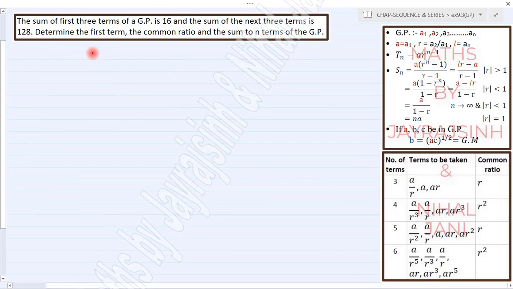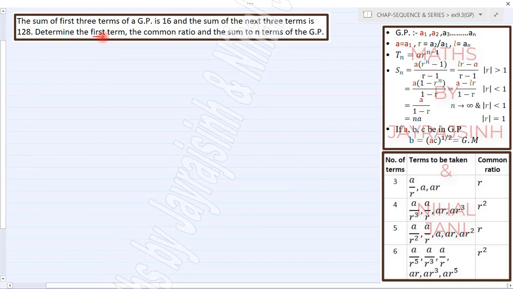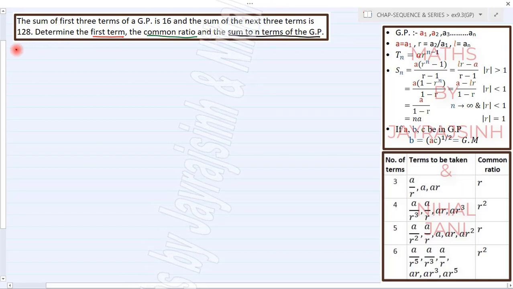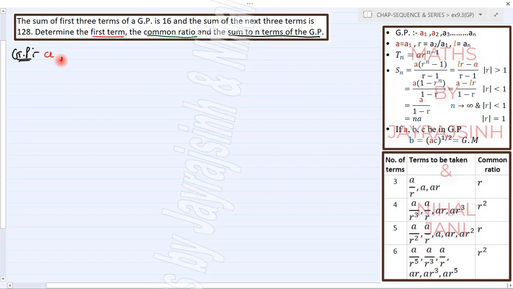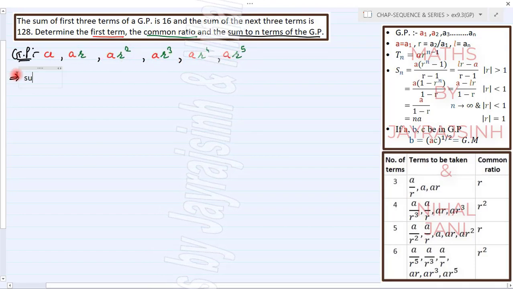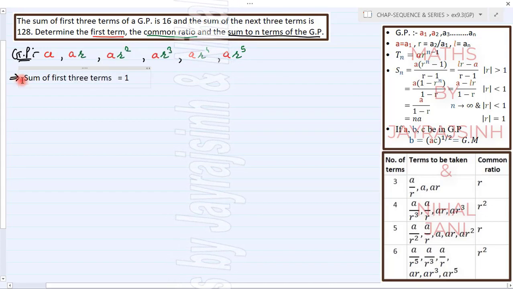In this question, it is given that the sum of first 3 terms of a GP is 16 and the sum of next 3 terms is 128, and we have to determine the first term and the common ratio and the sum of n terms. So, first of all, let's consider a GP having first term is equal to A and common ratio is R. Now, it is given that the sum of first 3 terms is equal to 16.